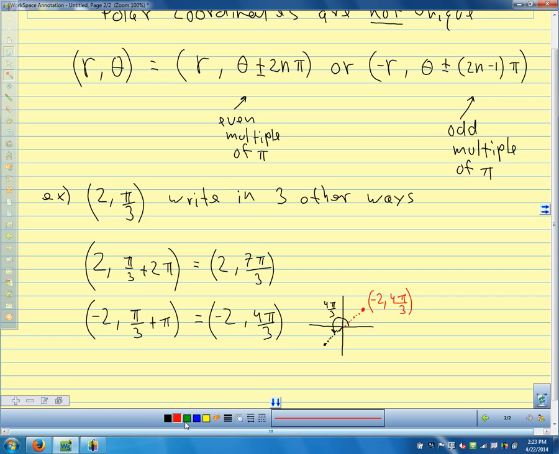And what would be a third way that we could write this point? What else could we do? We could subtract 2 pi from pi over 3. So we could say pi over 3 minus 2 pi. That would be the point (2, pi over 3 minus 2 pi), which is (2, -5 pi over 3).